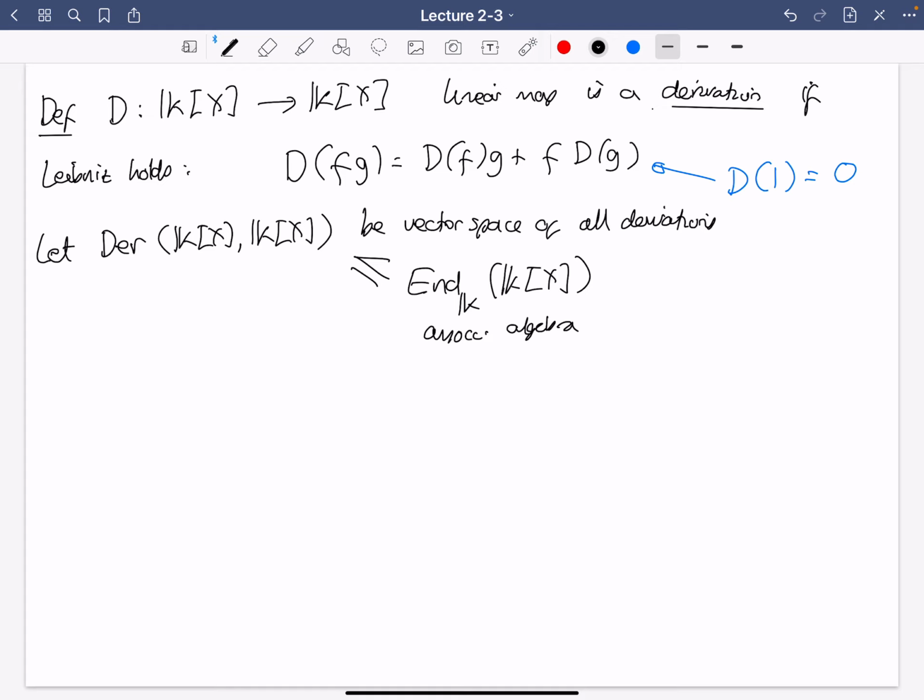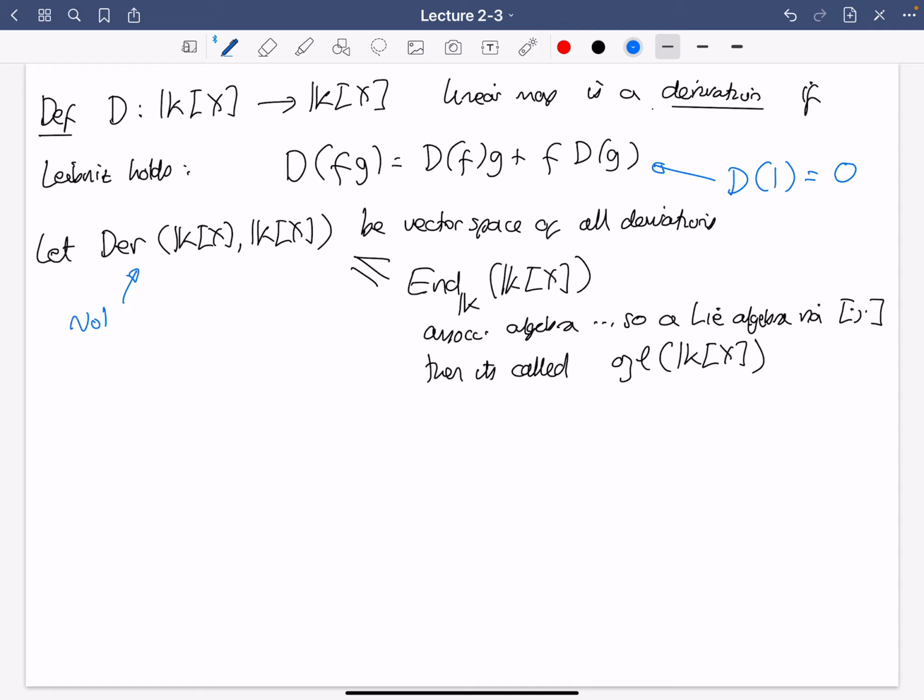And we talked right at the very beginning about how any associative algebra could be made into a Lie algebra by defining the Lie bracket to be the commutator. And then it's called, not End, but you use gl(K[X]). It's the general linear Lie algebra on that vector space. So the point is that this space of derivations is not an associative subalgebra.